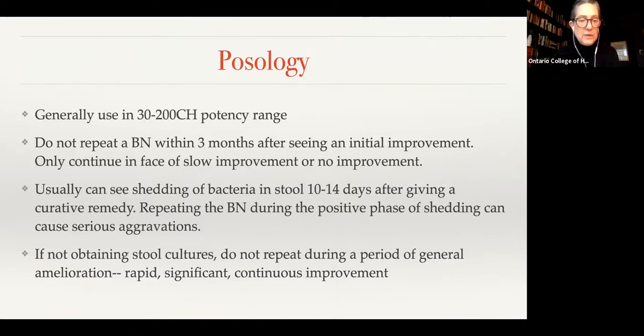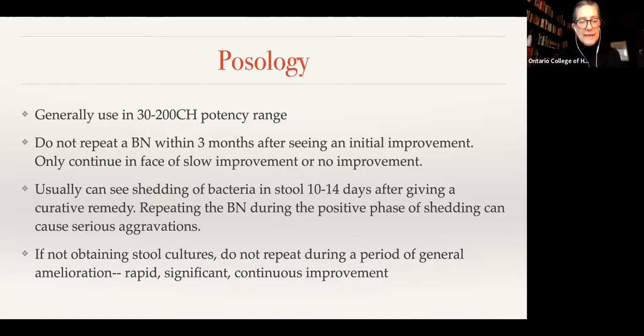Now, an initial dose does not necessarily mean a single dose. An initial dose may mean Gertner 30, 3 times a week for 2 weeks, and that's the initial dose. But you don't want to keep doing that once you start seeing an improvement.